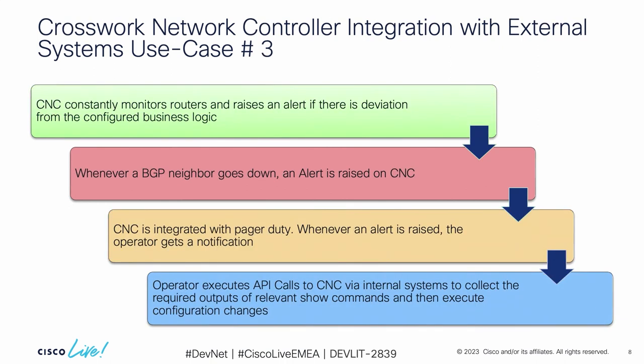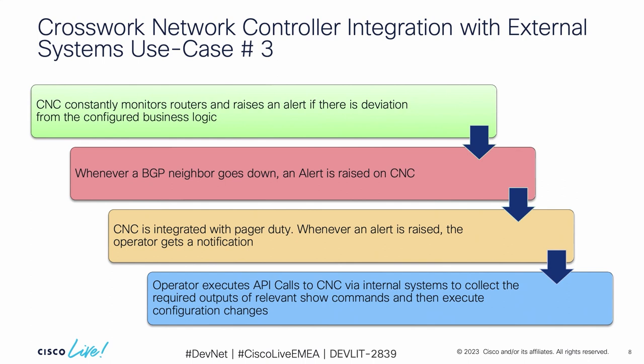This is another use case, which is implemented by one of the bigger enterprise banks in the United States. Typically, what they're trying to do is constantly learn about the network, about the BGP peers, the BGP neighbors in their network, and see that the neighbors are always intact and there is no change in the number. Whenever there is a discrepancy, whenever a BGP neighbor goes down, the data is learned from the routers and it's processed on the CNC's UI.